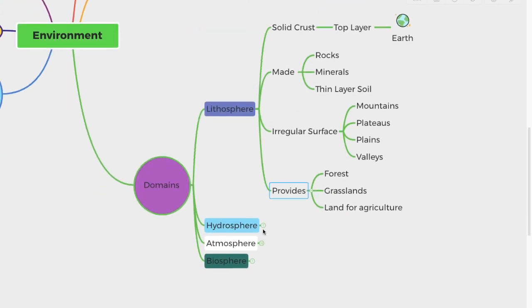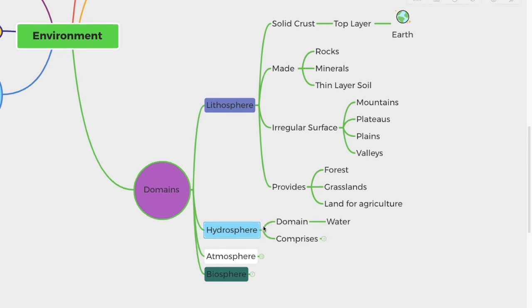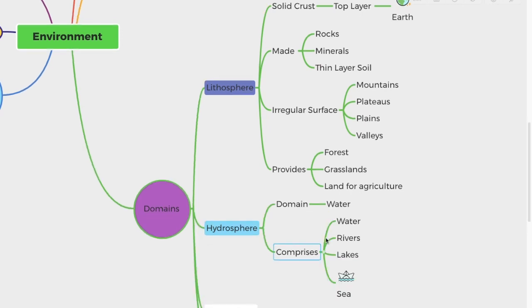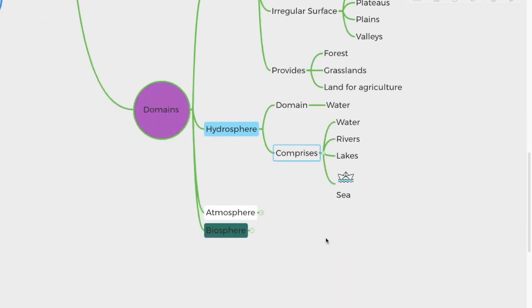Okay, let's move on to hydrosphere. So the domain of water is referred to as hydrosphere. So it's a domain of water and it comprises of, that means it's a combination of water, rivers, lakes, sea, etc.